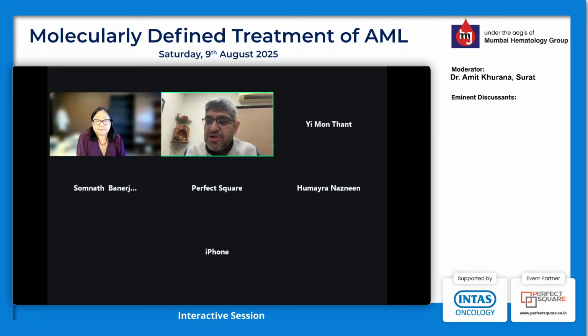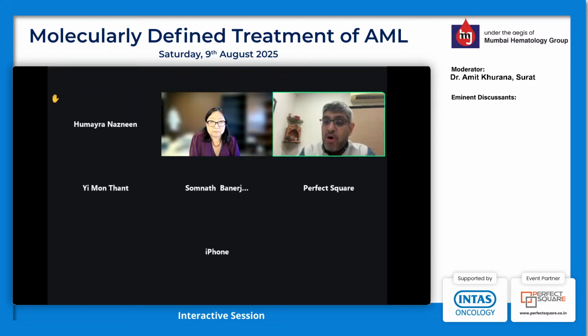Another question is from Dr. Shailesh. If a young fit patient who is NPM1 positive by NGS on AZA plus venetoclax remains MRD positive by NGS for NPM1, not offering transplant, would you suggest azacitidine maintenance in such case?